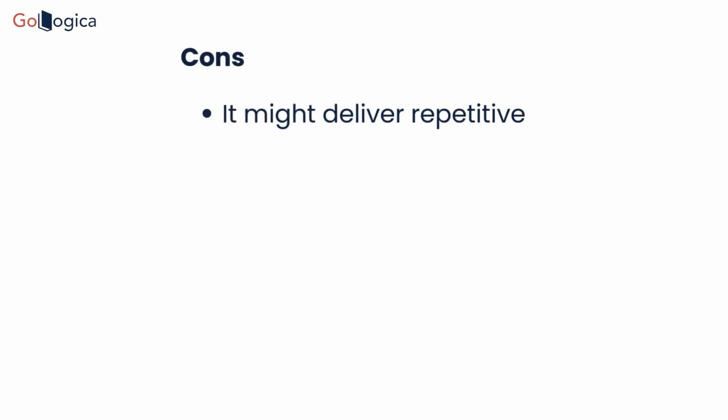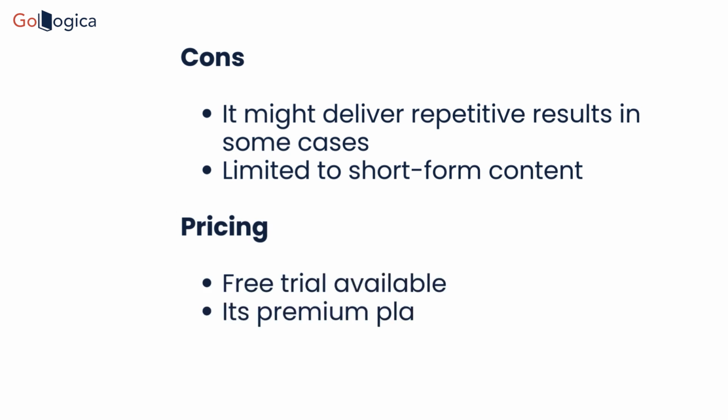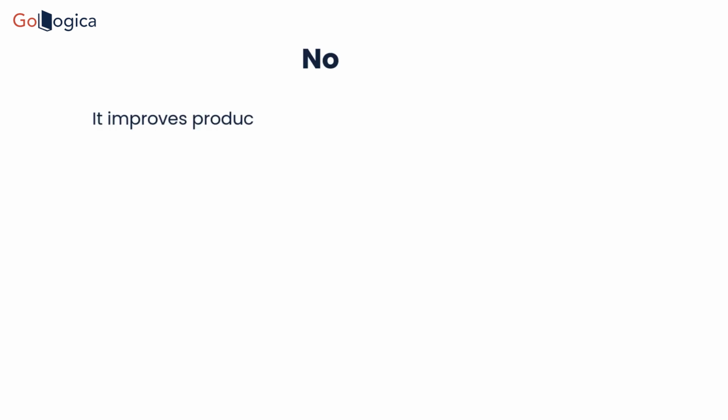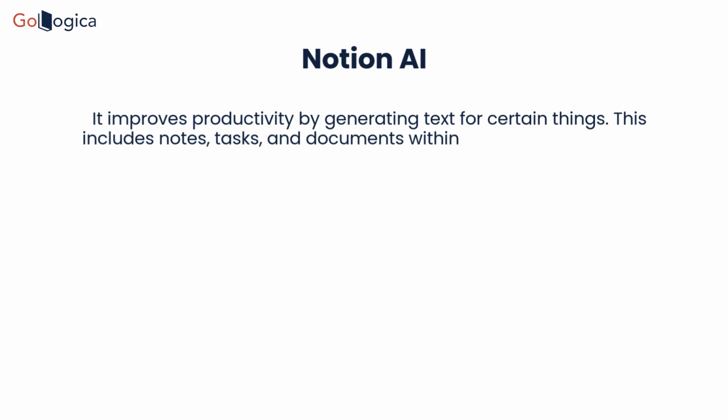Cons: it might deliver repetitive results in some cases, limited to short form content. Pricing: free trial available, and its premium plan starts at $19 per month. Notion AI. It improves productivity by generating text for certain things. This includes notes, tasks, and documents within the Notion workspace.